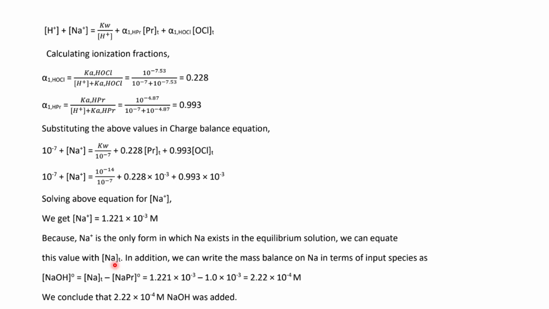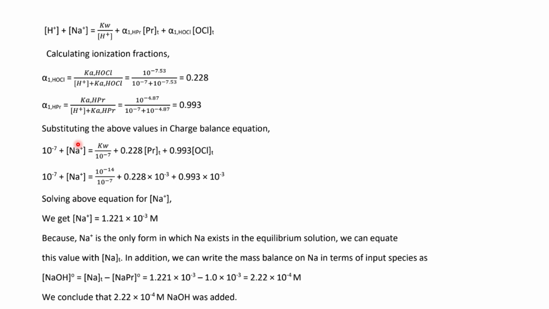Putting all those values in the charge balance equation, we get H plus plus Na plus is equal to Kw upon H plus, plus alpha 1 of HPr and the relevant concentration, and alpha 1 of HOCl into OCl ion total. Calculating ionization fraction, it can be easily calculated. You know how? KHOCl, all these values are there, so we can calculate the ionization fractions. Then we can substitute all these values in the charge balance equation.